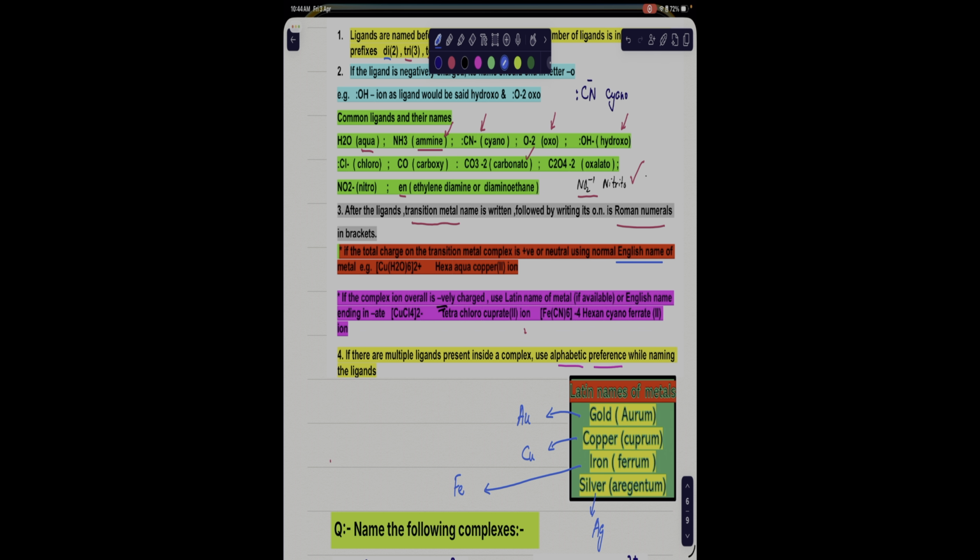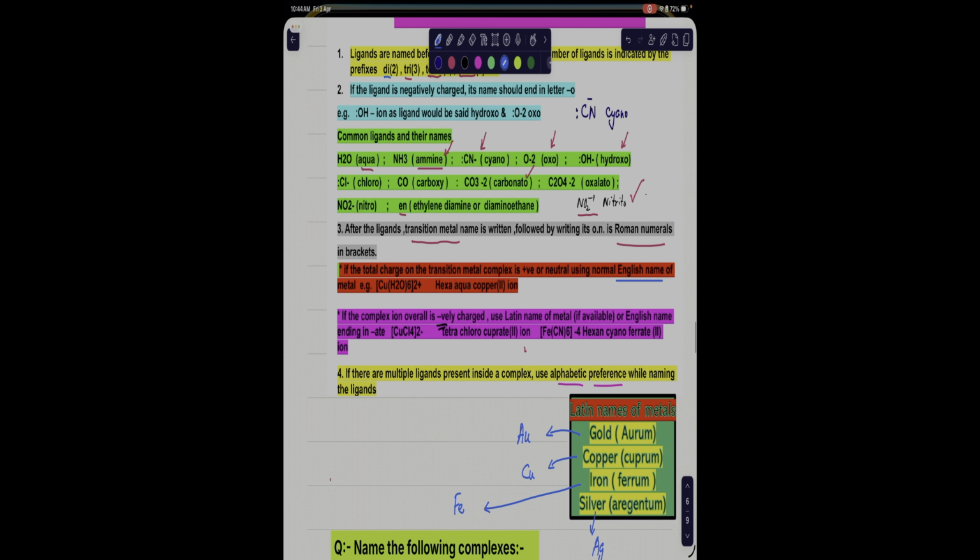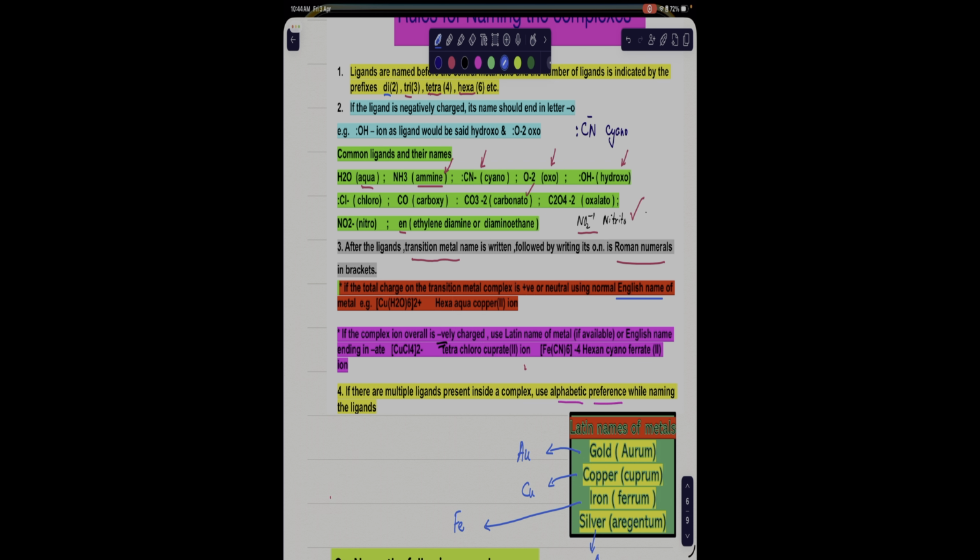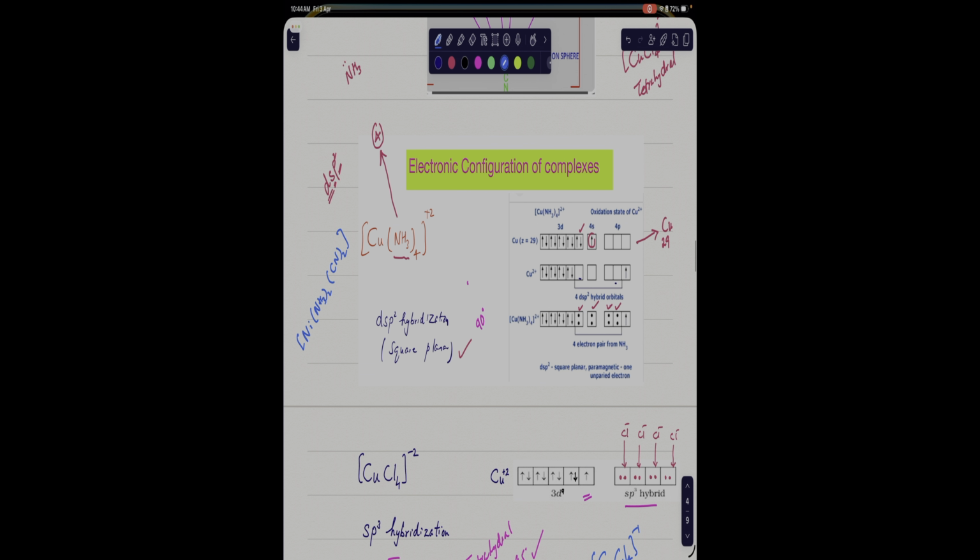And the last rule is saying, if there are multiple ligands present in the complex, like we studied before, a complex having multiple ligands like this one. You can see it's having an ammonia ligand and a cyanide or cyano ligand. So when there are multiple ligands present in the complex, we have to name them in alphabetic order, right? So this is the cyano ligand and this one is the amine ligand. So first of all we have to name amine, and then we have to say cyano, right?